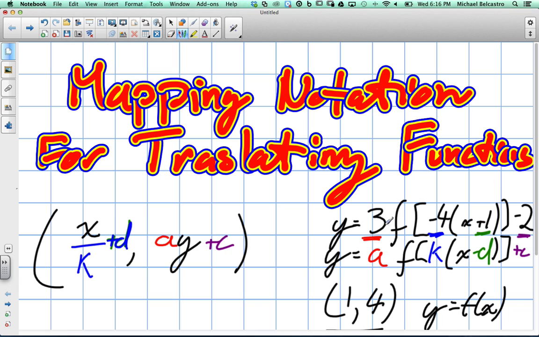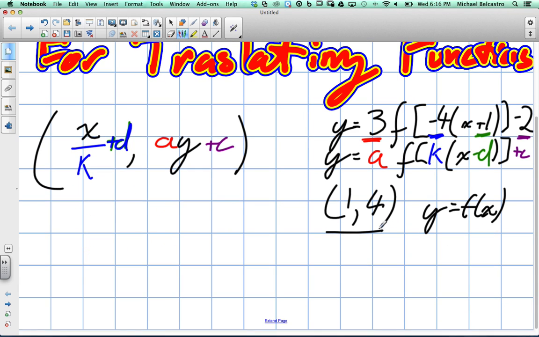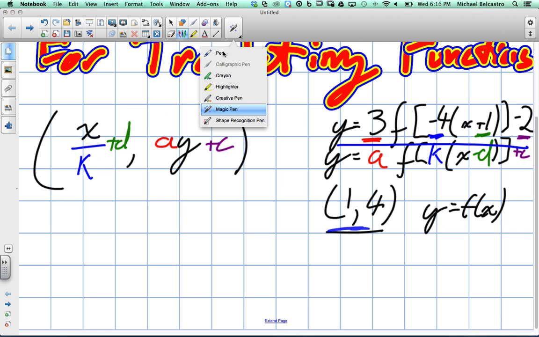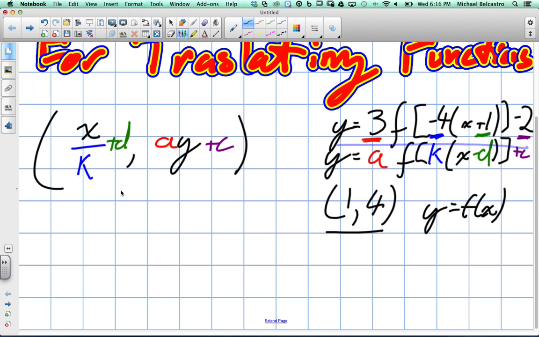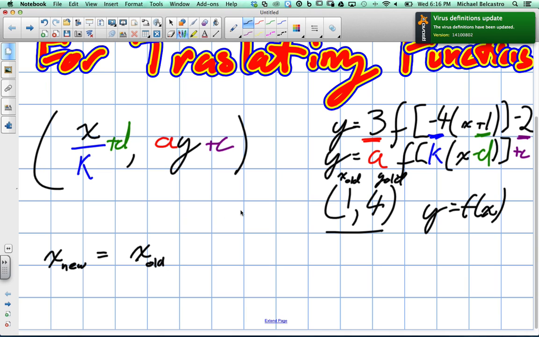Okay, so now that we've done this, it's pretty straightforward in terms of where this new coordinate would be if it's been transformed through this equation. The first thing we're going to do is actually fill in our k, our d, our a, and our c. And we can actually write this as a whole new formula if we really want. We could say the new x is equal to x, or the old x, and we'll call this x old, y old. Okay, so there's a subscript there.